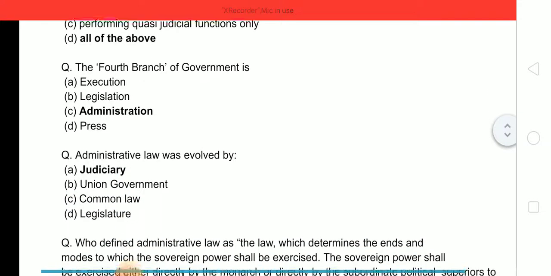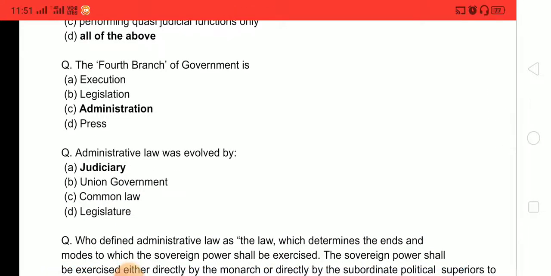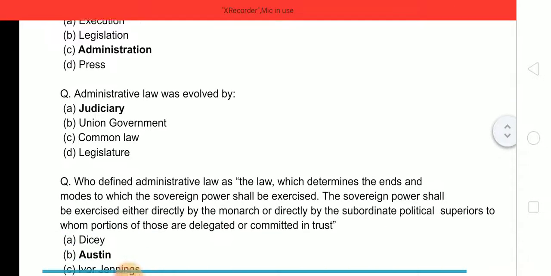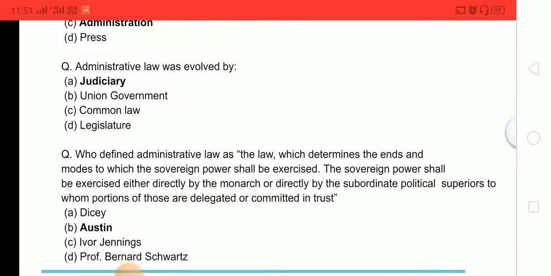Next question is, fourth branch of the government is, and the correct answer here will be the administration as per the development of administrative law. So this will be the correct answer. Next question is, administrative law was evolved by judiciary.